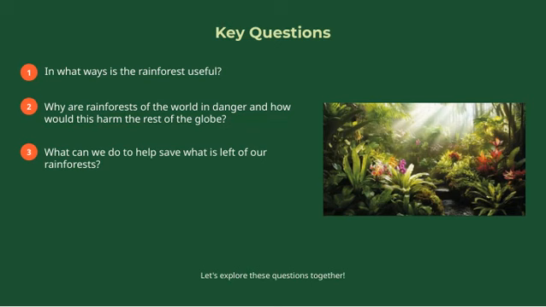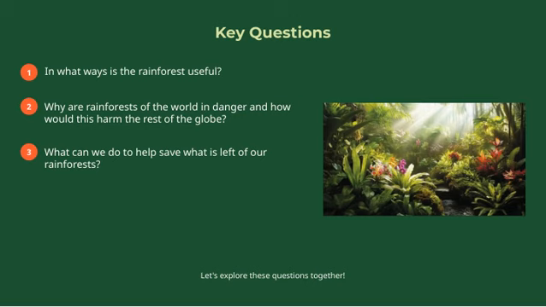Let's take a moment to think about some key questions that will guide our understanding today. First, in what ways is the rainforest useful? Well, rainforests are incredibly important for our planet. They produce a large portion of the world's oxygen, support countless species of plants and animals, and help regulate the climate.